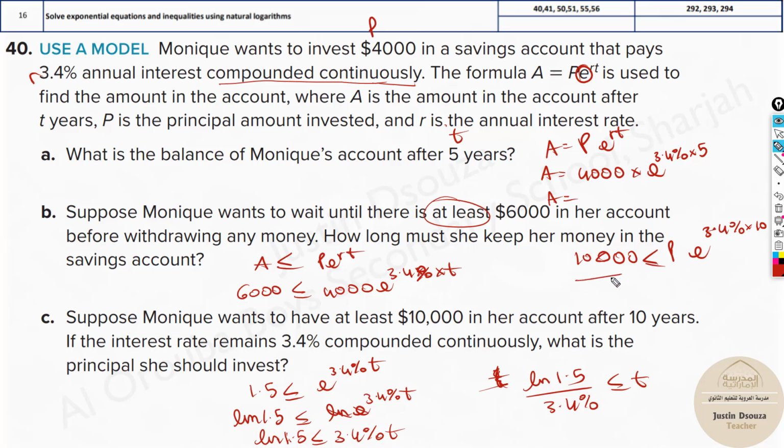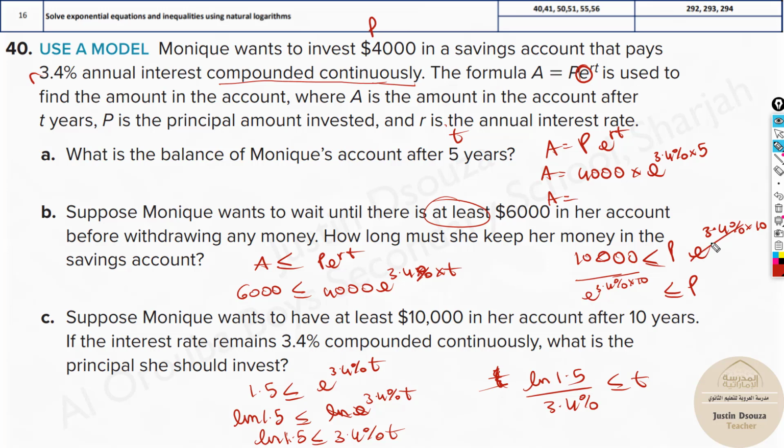Just divide both sides by e to the power 3.4% times 10. You will get the answer. That should be less than or equal to P. So this cancels off, and that would be the answer. You're dividing both sides, and whatever you get here is P.